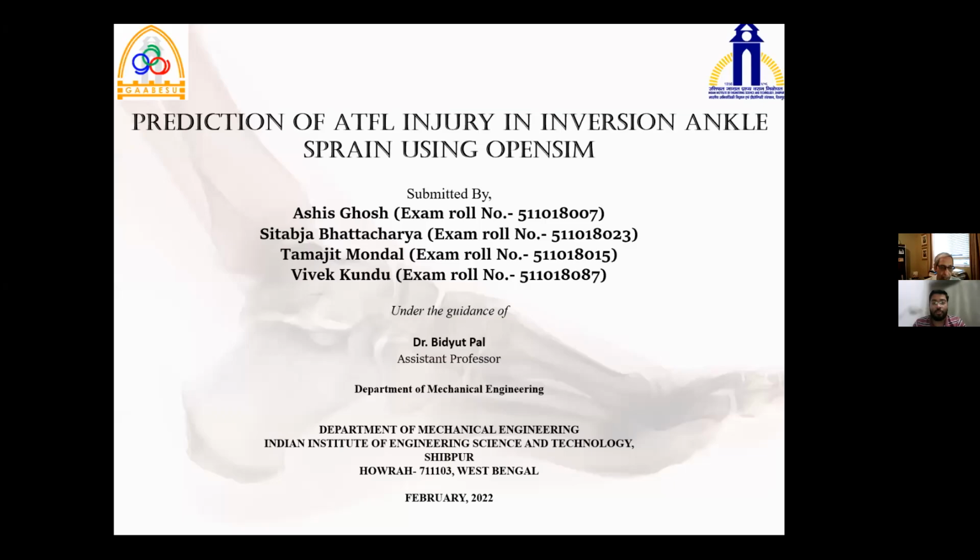Bhattacharya from 8th semester Mechanical Engineering in IIST Shibpur. Currently, I am going to present my project on prediction of ATFL injury in inversion ankle sprain using OpenSim along with my two classmates Ashish Ghosh and Vivek Kundu. They are also present in this meeting and they will take the presentation after some time from me.